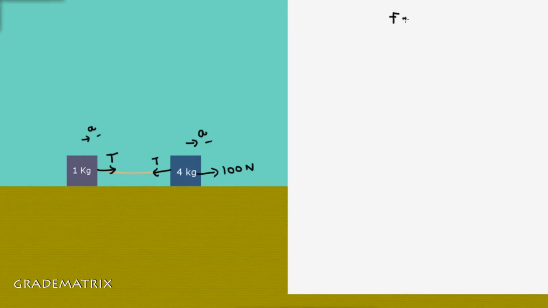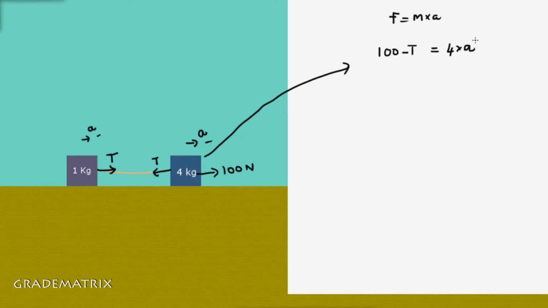So our Newton's second law is force is mass into acceleration. Now let us apply this law for our 4 kg block. So what is the force on this block? We have a 100 Newton force in the rightward direction and tension in the backward direction. So the net force will be 100 minus T in the rightward direction. So that is force, that is equal to, what is the mass of this block? 4 kg into what is the acceleration?